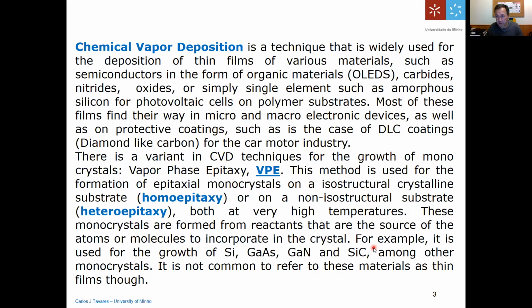You can produce TFTs. You can produce LCDs, OLEDs, for these new screens and for cell phones and for TVs. You have seen all these very big OLED TVs already on sale. And these films can be in the form of carbides, nitrides, oxides, or simply a single element, such as amorphous silicon, which can be used for photovoltaic cells on polymer substrates.